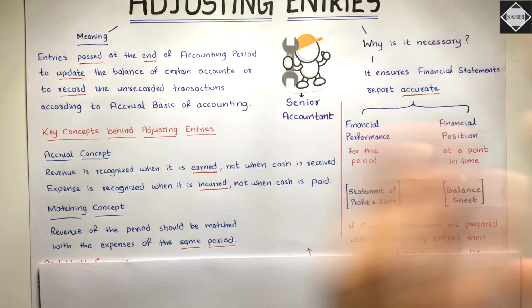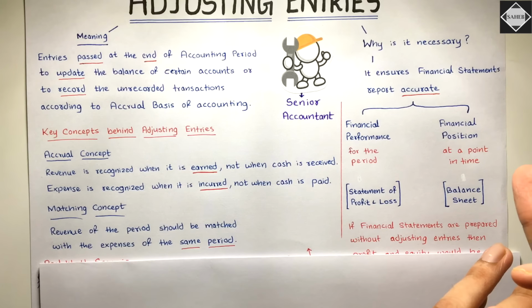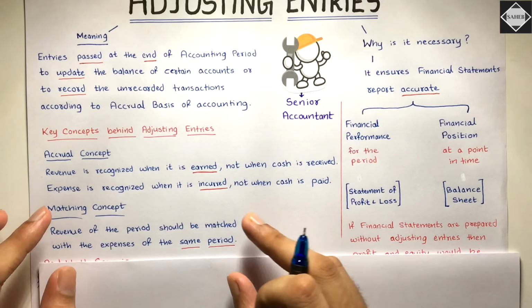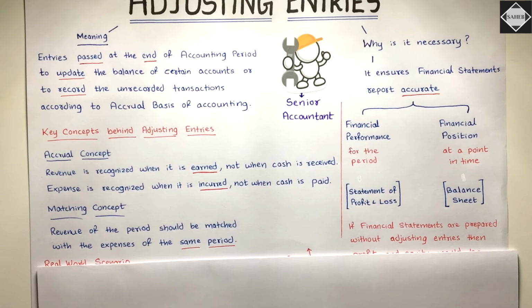It will be an expense of the next accounting period. Is that clear? Yeah, that's the thing. Okay, this is the matching concept. Fine. So these are the two main concepts.